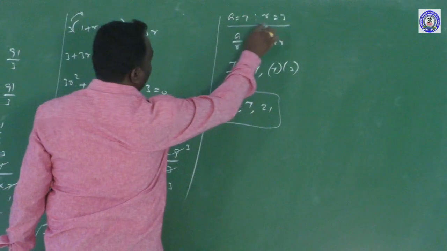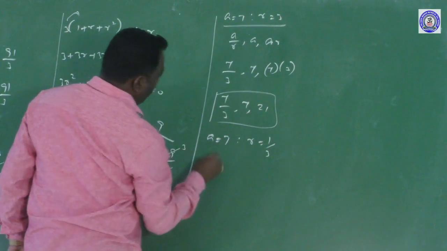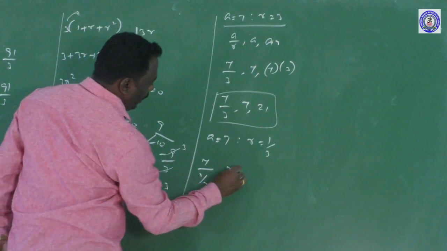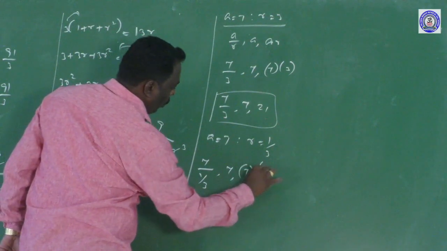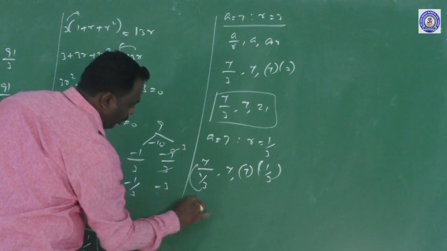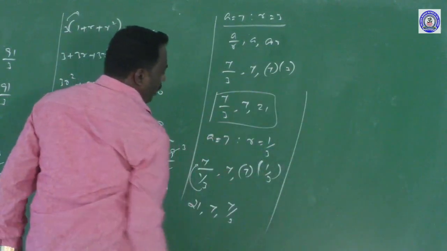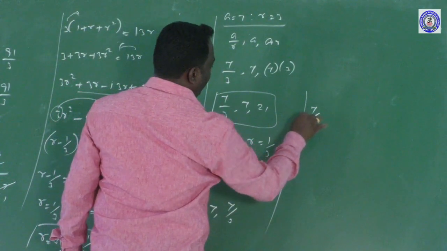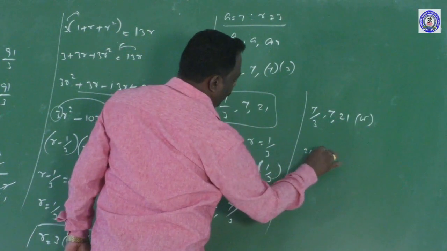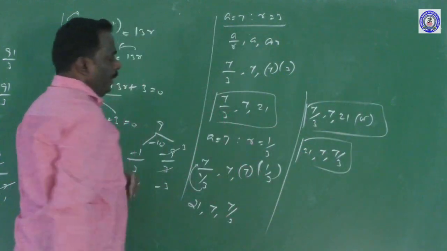Another case is 7, with r equal to 1 by 3. Therefore a equal to 7, r equal to 1 by 3. Substituting the same, 7 by 1 by 3, comma 7, comma 7 into 1 by 3 is the r value. Therefore it is 21, comma 7, comma 7 by 3. Therefore the 3 terms are 7 by 3, 7, 21, or 21, 7, 7 by 3, which are the terms of the GP.